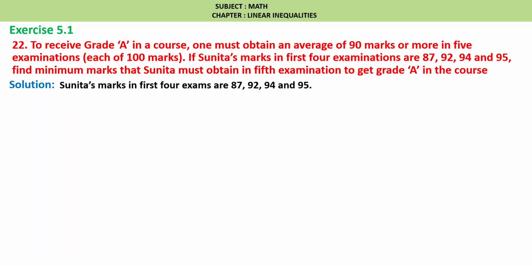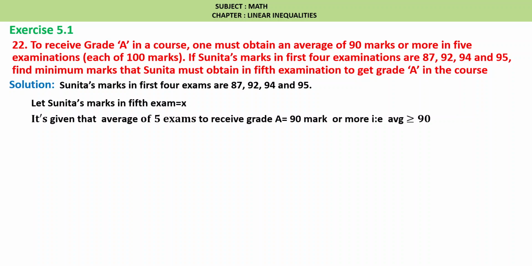Sunita's first 4 exam marks are given as 87, 92, 94 and 95. Let us assume in the 5th exam she'll get x as a score. It's given that the average of 5 exams to receive grade A should be 90 marks or more. So the average should be greater than or equal to 90. To get the average, we have to add all the 5 exam marks and divide by 5. Therefore, (87 + 92 + 94 + 95 + x) / 5 is greater than or equal to 90.